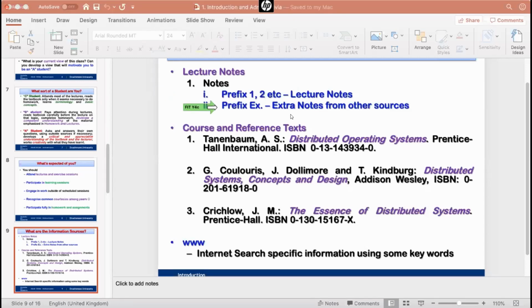They are called EX. I have a prefix EX, and prefix 1, 2, 3. So prefix 1, 2, 3 are my notes, and prefix EX, those are extra notes from other sources, from different universities and so forth. And then, of course, textbook.